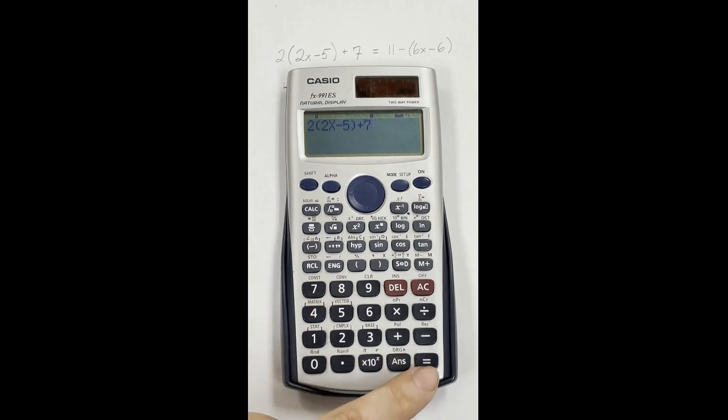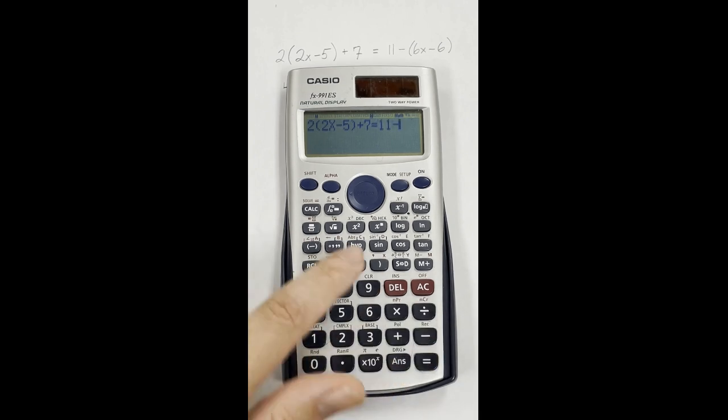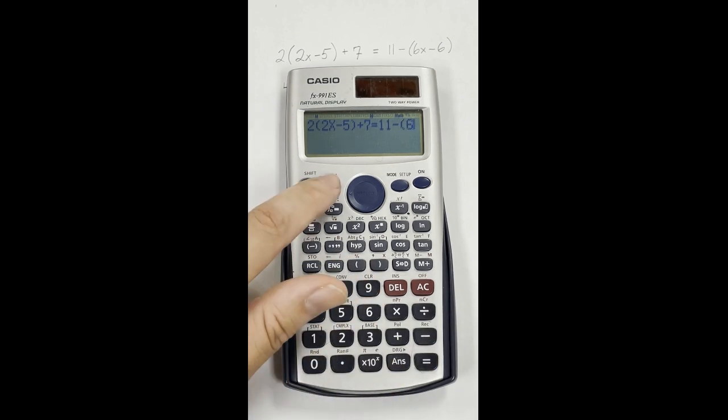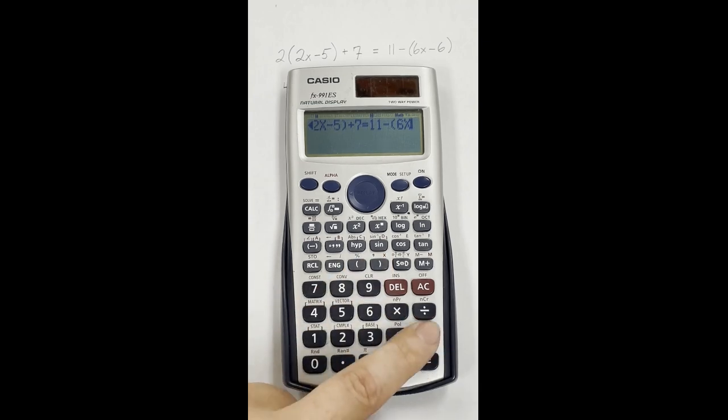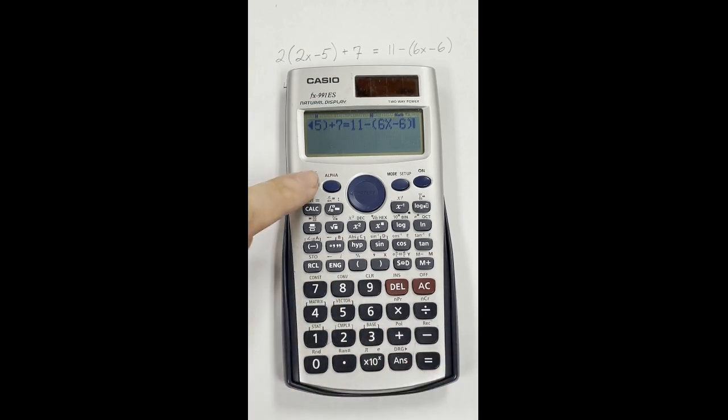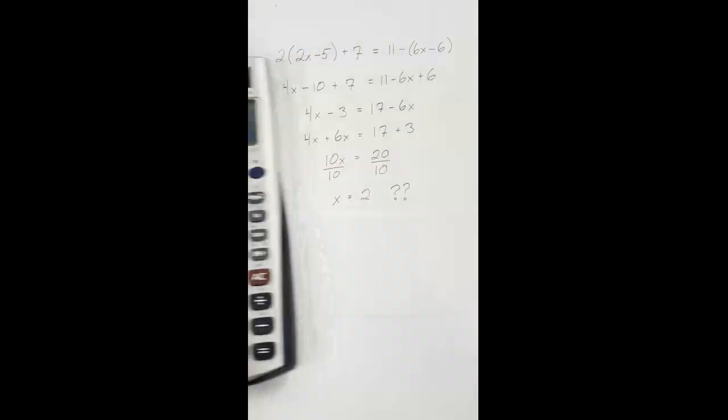Now instead of using this equals, I'm going to use alpha equals 11 minus bracket 6x minus 6. And again, instead of using this equals, I'm going to go shift solve. That too was the previously stored value for x, but now I'm going to solve for x equals, the answer is 2. It works. Well, that was pretty good, wasn't it?